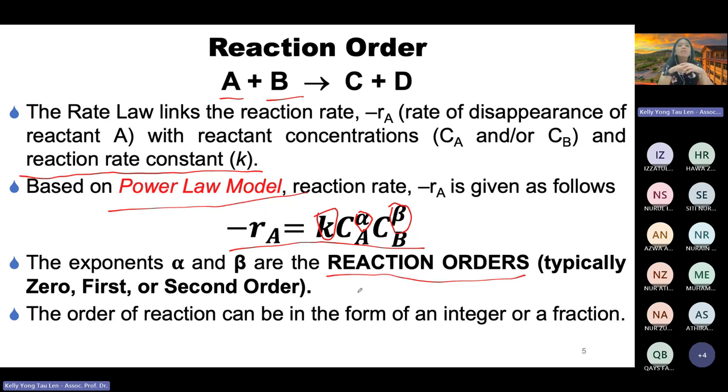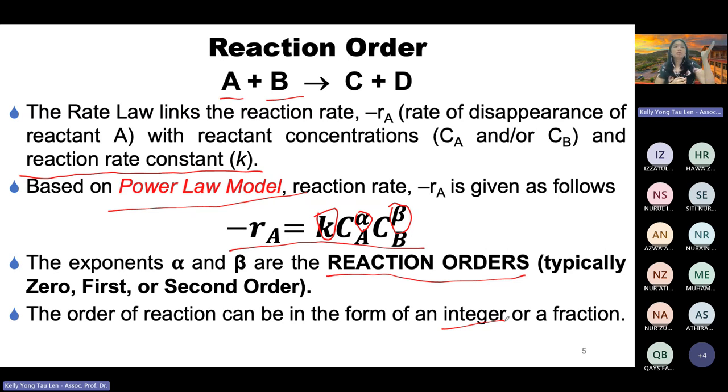Okay, so alpha and beta are also numbers, they are powers. So the number can be 0, can be 1, can be 2, can be more than that. So it can be 3, it can be 4. So it can be an integer, a whole number, like 0, 1, 2. So that means the reaction order is 0. Okay, 1, normally we call it first order. Okay, it can be second order. It can also be third order, fourth order, and so on and so forth.